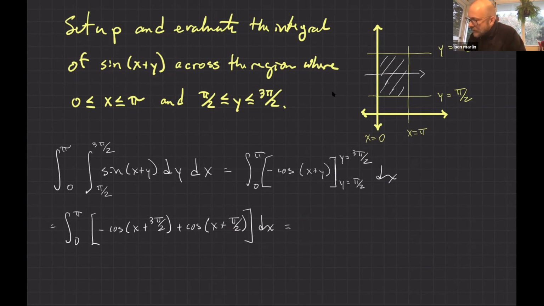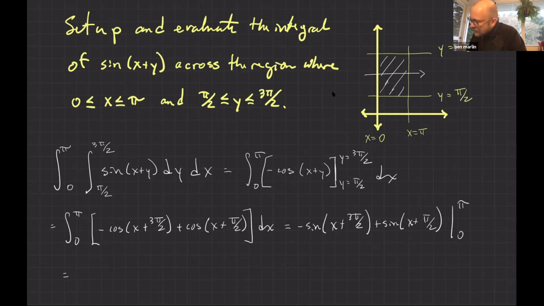So now we have to think about the integral of cosine is going to be sine, so we'll have minus sine quantity x plus 3 pi over 2 plus sine x plus 3 pi over 2. No, it's pi over 2, silly head. Pi over 2, okay? And then we're going to evaluate this with x going from 0 to pi.